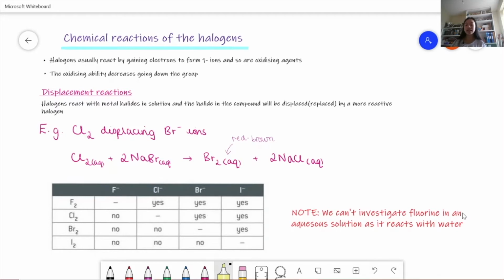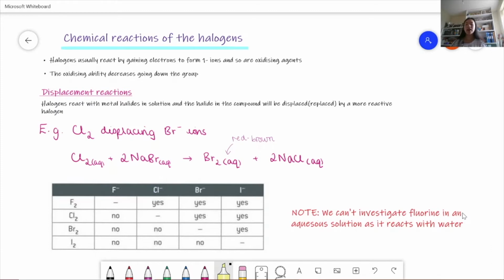So the general rule is that if something is higher up in that group, then the oxidizing ability is bigger, and so that will be a more reactive halogen. So fluorine is more reactive than chlorine, and chlorine is more reactive than bromine. And so this is why fluorine can displace chloride ions, and it can displace bromide ions and iodide ions because it's the most reactive halogen.